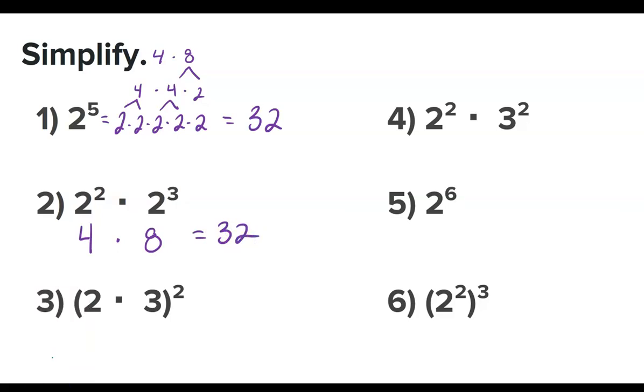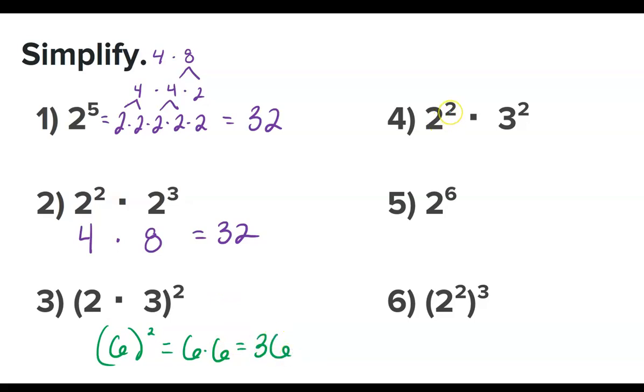Next one, number 3, we have 2 times 3 to the power of 2. So 2 times 3 is 6. And 6 to the power of 2 would be 6 times 6, which is equal to 36.